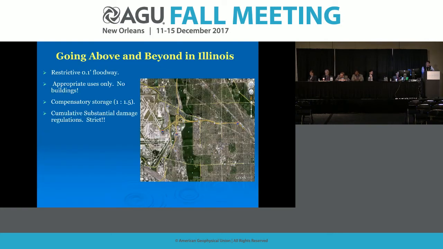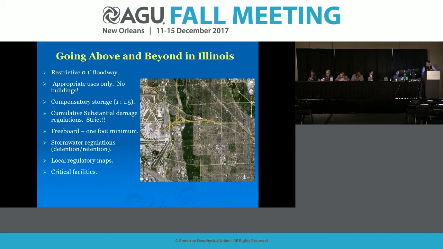And there's a reason for that. We do a lot of stuff to keep our floodplains open. We define our floodways differently. Rather than a foot rise, which is the FEMA definition, we define our floodways on 1/10 of a foot rise. We don't allow buildings in the floodplain. We only allow appropriate uses.